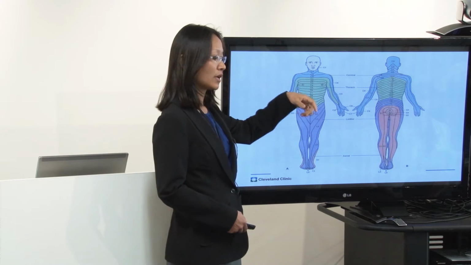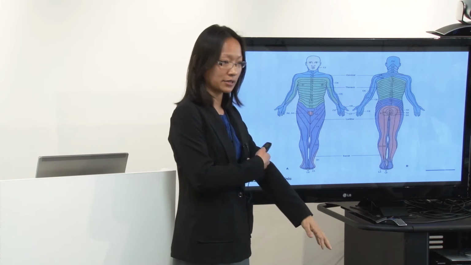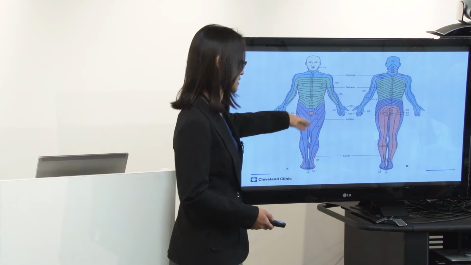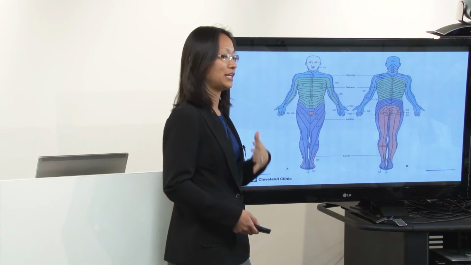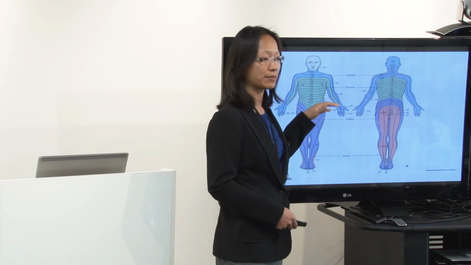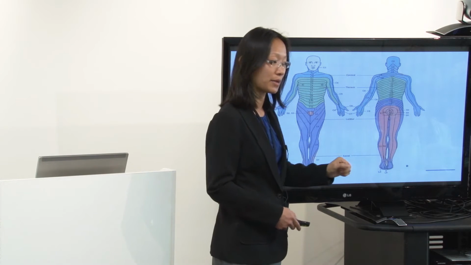So if you're talking about hand numbness and tingling, that's why we look at your neck. If you come in and complain about leg problems, that's why we look at your lumbar spine. If you're complaining about problems in your chest or torso, we're looking at your thoracic spine. And we use this map to help us pinpoint where the problem actually is.